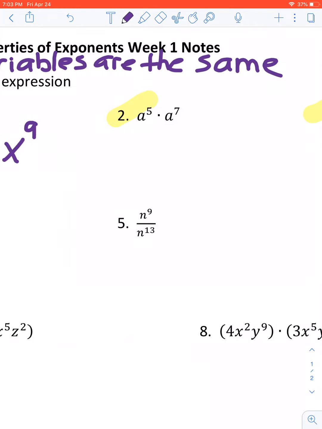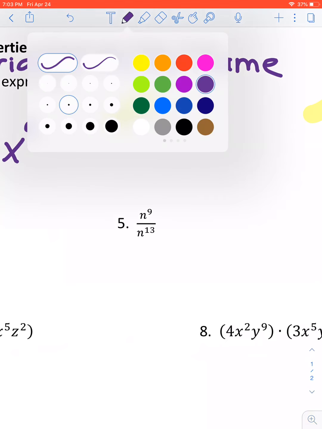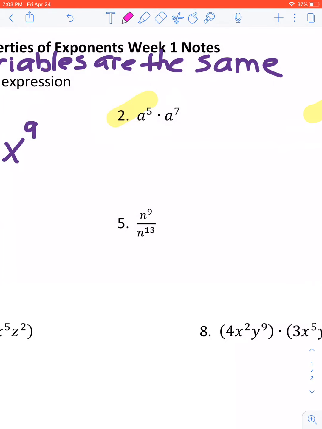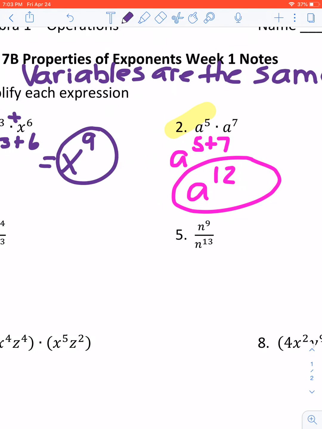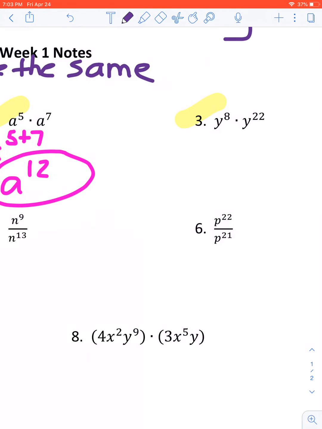So let's look at number 2. I realize that they're both A's. Great. So both A's, I'm multiplying. So when I multiply, I add. So 5 plus 7 is 12. So my answer is A to the 12th. And I forgot to come over here and circle my answer. My answer here is x to the ninth. Okay? So let's do number 3 here.